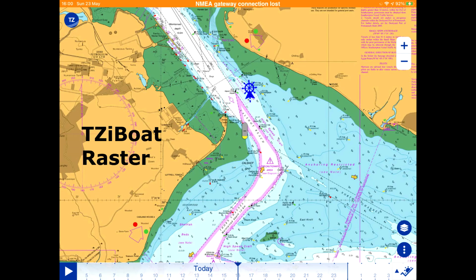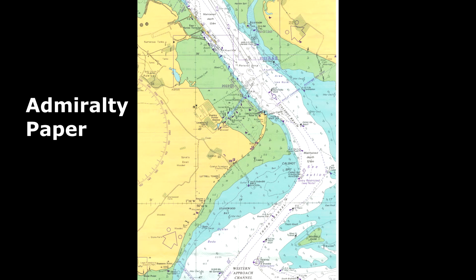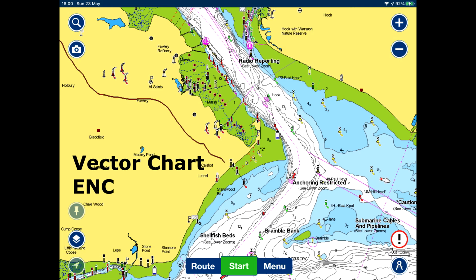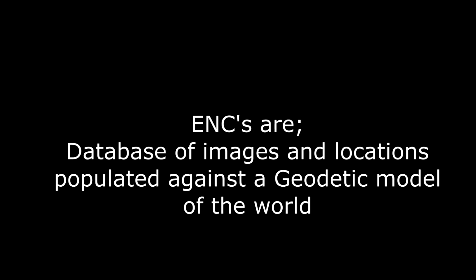Relating chart projections to the electronic charts that we'll talk about later in the course, we have raster charts, which are digital copies of the paper chart, and the projection on the raster chart will be the same as the original. Vector charts, or ENCs as they're also called, standing for Electronic Navigational Chart, no prizes for guessing that one, do not use a projection. They are a database of images and locations which are populated against a geodetic model of the world.